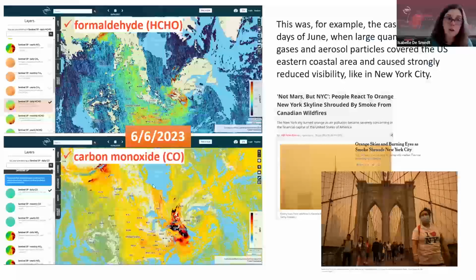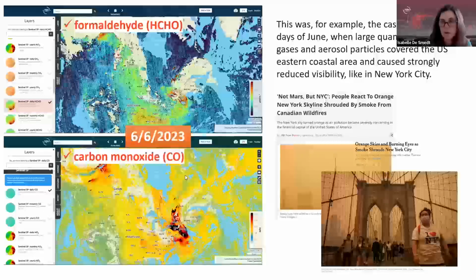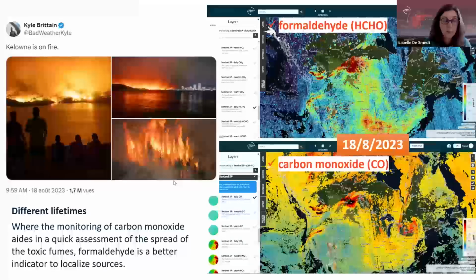You can look at formaldehyde and CO data day by day and follow the plumes and see that they reach the West Coast and the US eastern coast quite quickly. So this is a really important advantage of TROPOMI and of the Terrascope viewer: being able to observe several pollutants at the same time. This brings a lot of information about the different sources and the chemistry going on during this kind of events.